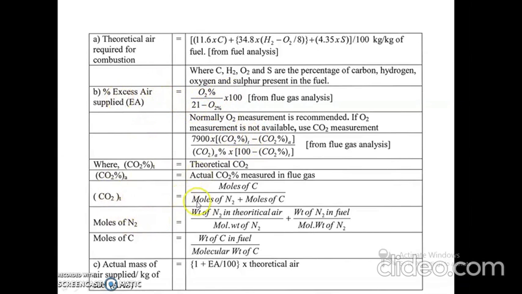Then you can calculate the CO2, moles of nitrogen, and moles of carbon also, if you have the ultimate analysis. And then finally, the actual mass of air supplied also has to be calculated after calculating the excess air.